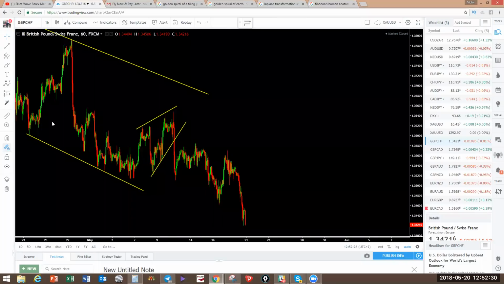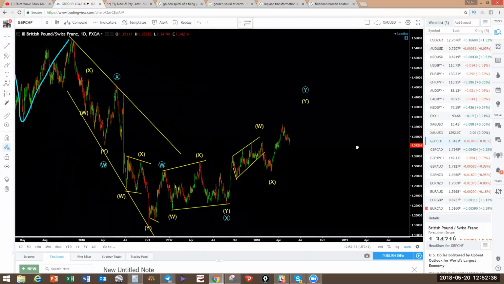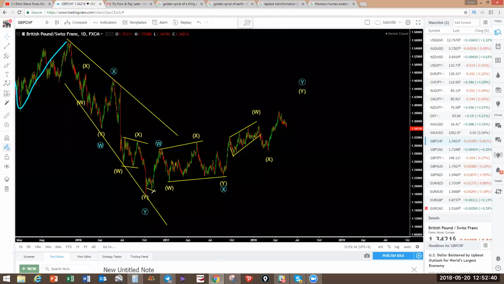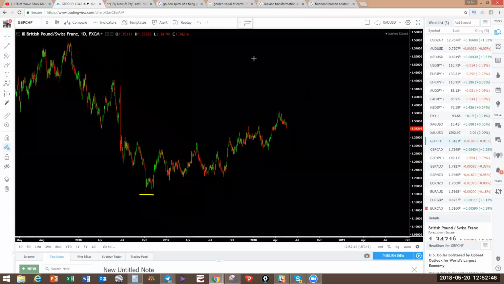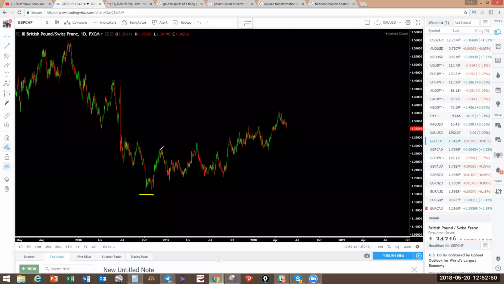Let's go daily. Pound Swiss, clear structure. At this stage, you've got a swing high to swing low coming down here, ending here, and this is starting a correction like this. One corrective structure there, and now this is your C wave.